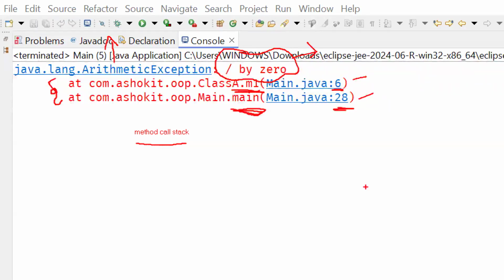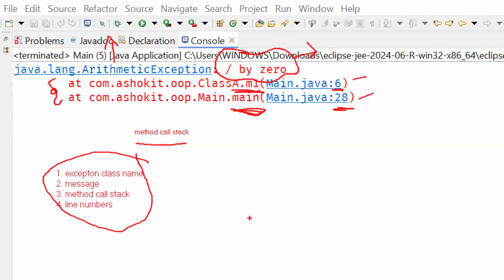It has how many parts? Four parts. What are the four parts? Number one, exception class name. Number two, exception message. Number three, method call stack. Number four, line number. These four details are there.